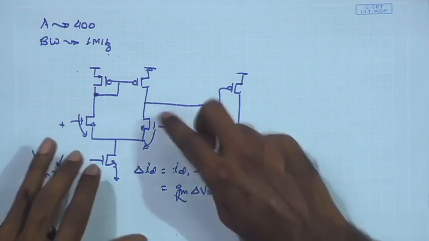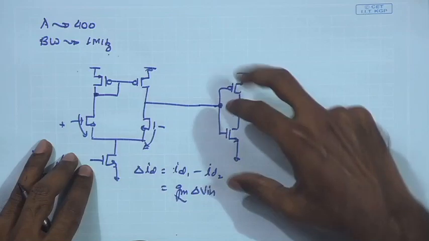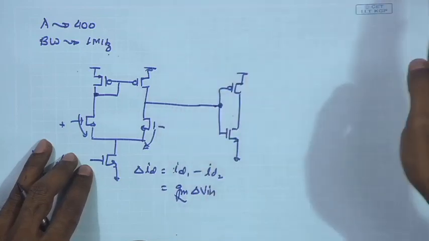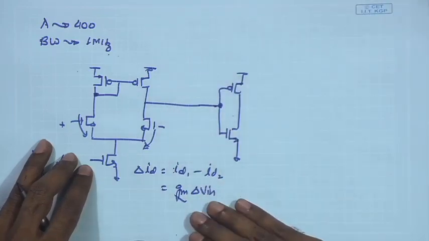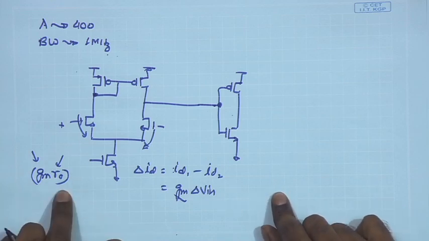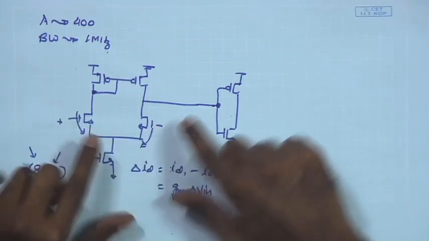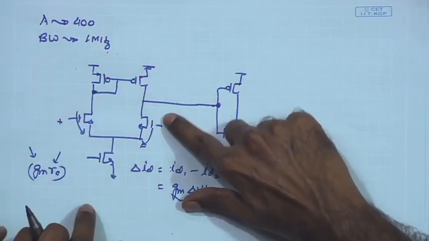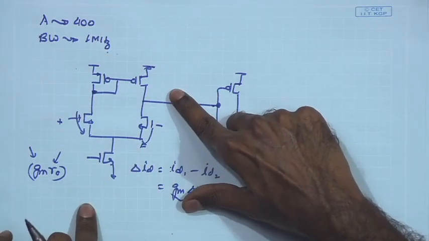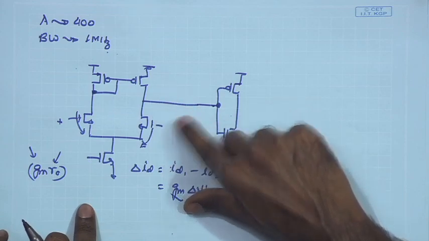And therefore, we may not even need the second stage, and we can just put another inverter and go to the digital domain. However, if the gm is not sufficiently large, the current will not be switching completely, although you may be having expectedly large gain and expecting a large signal swing over here.